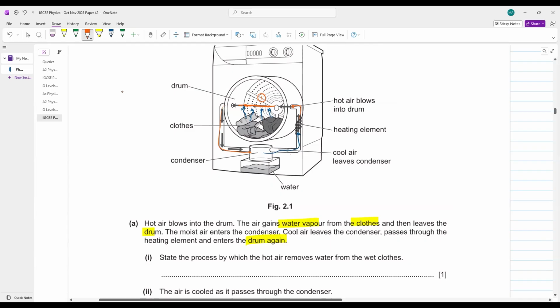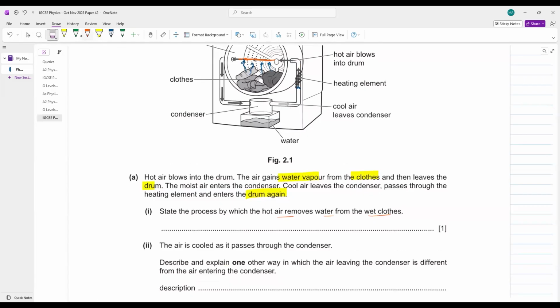So this is the complete cycle, 1, 2, 3, and 4 stages. State the process by which hot air removes water from the wet clothes. So the examiner is simply asking, how are you removing water vapors from the wet clothes? The only way which you can remove vapors from an object is evaporation.